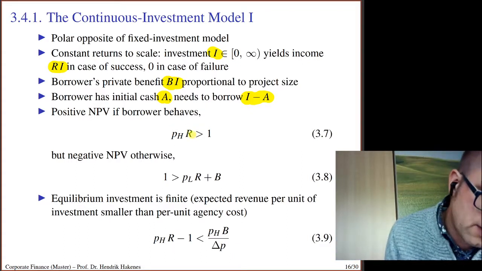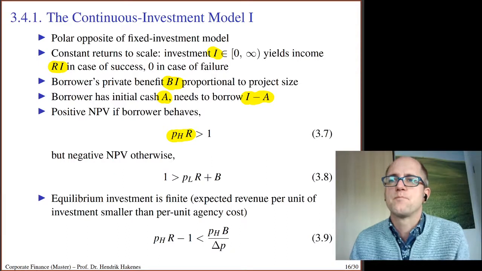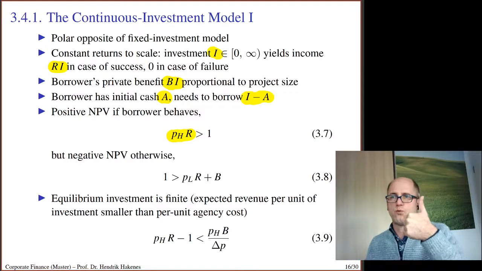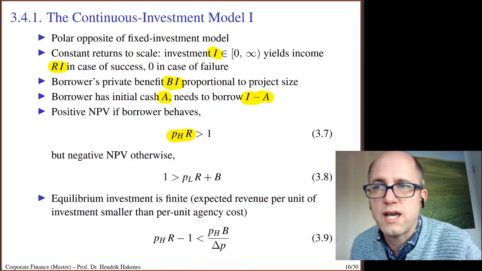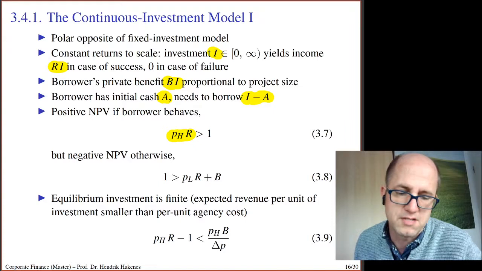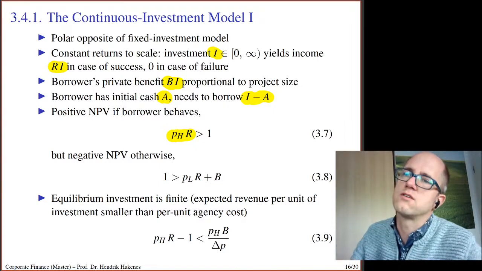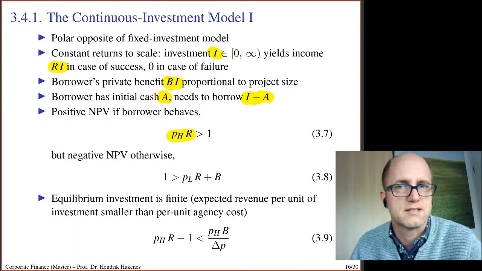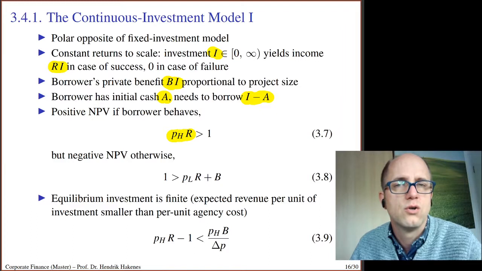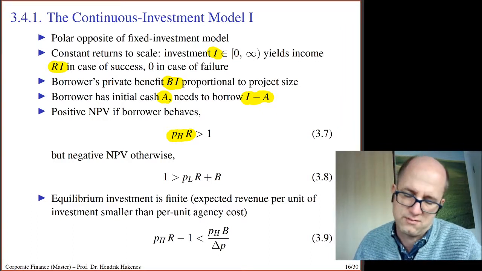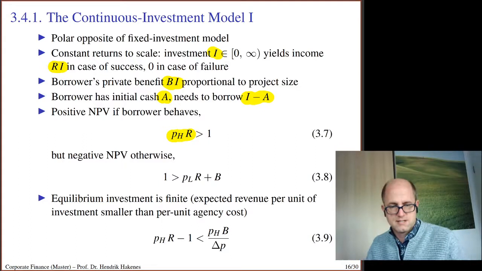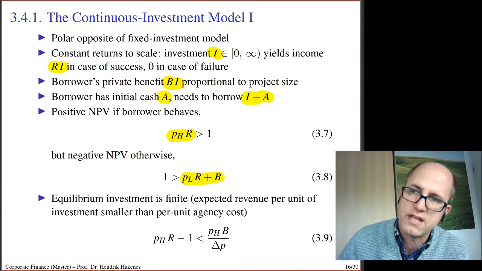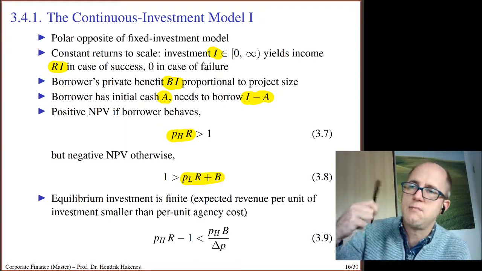Two more assumptions. One is that you have a positive NPV per unit of investment if you behave. So if you invest 1 unit of money, you get back 1 times R with probability PH, and this should be larger than the unit of investment. Otherwise, the NPV would be negative, and then there would be no investment in the first place. Neither the entrepreneur nor the investors would like this negative NPV project. But if you shirk, then the NPV is negative, even if you take into account the B. That's the same logic as before.